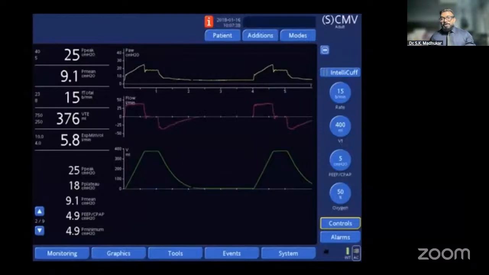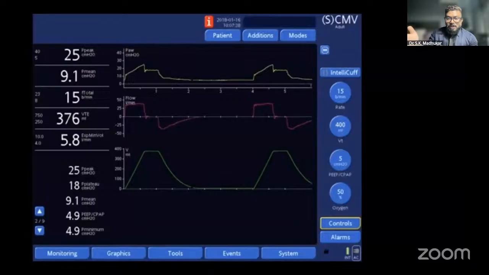Giving an example to you, here is the screen of the ventilator. You see the patient has peak airway pressure of 25. Patient has plateau pressure of 18. So peak airway pressure minus plateau pressure is less than 10. If peak airway pressure minus plateau pressure is less than 10, then resistance is not a problem. The problem is the decreased lung compliance.